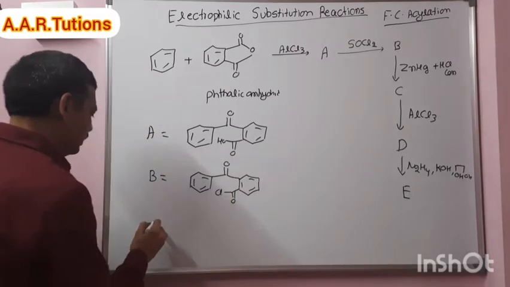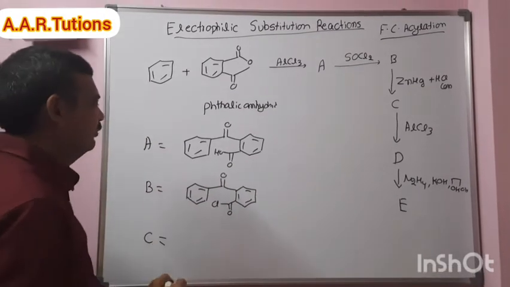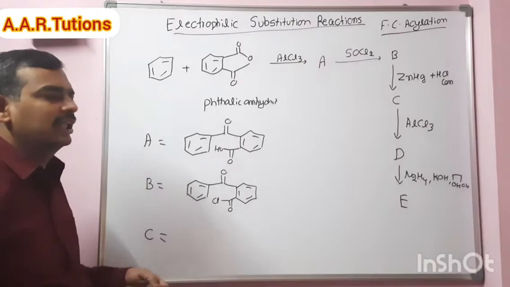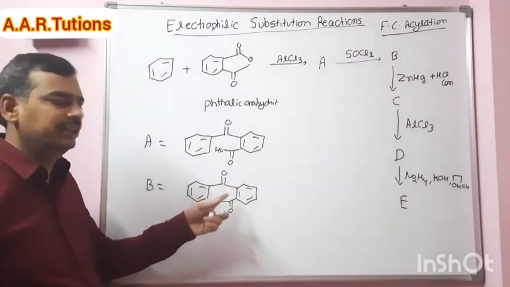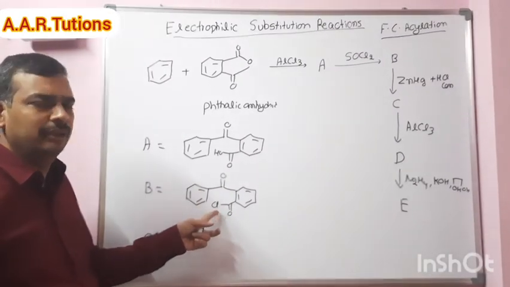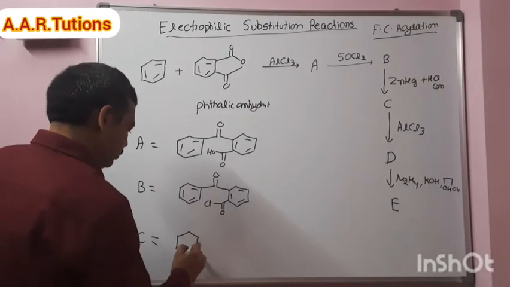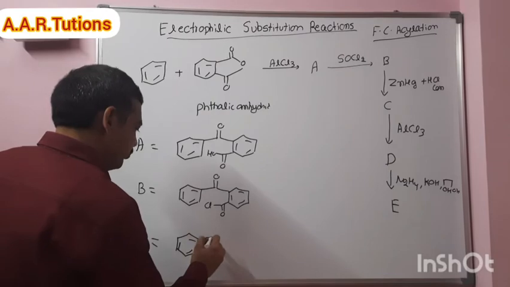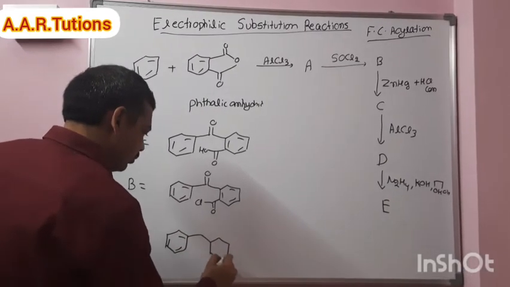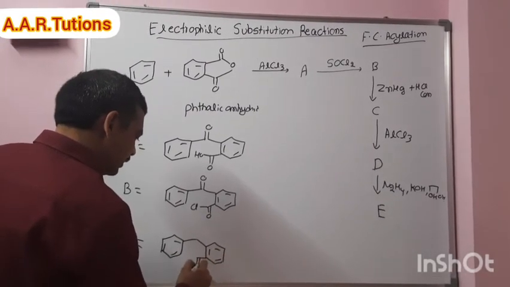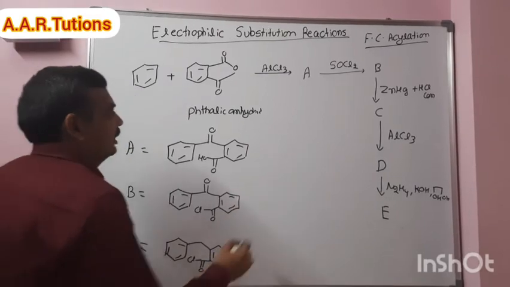From B to C is the Wolff-Kishner reduction. What is Wolff-Kishner reduction? CO gets converted into CH2. This is not an aldehyde, and this is not a ketone, so it will not be affected. C is the acid chloride.